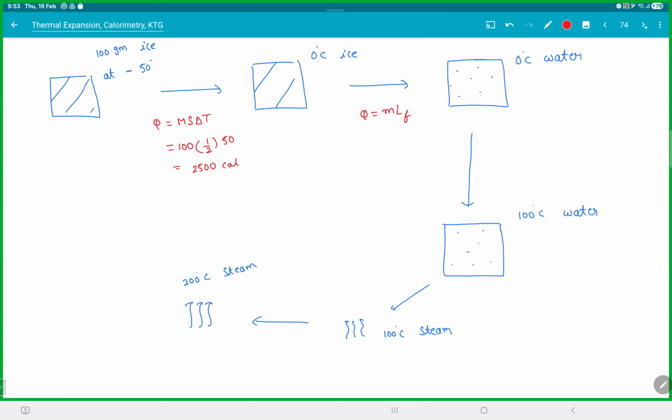Don't blindly use ms delta T every time. You need to check whether temperature is changing or there's a phase change. Right, Anvita? You got it. So this would be 100 and the latent heat of fusion is 80. That would be 8,000 calories to melt the ice.